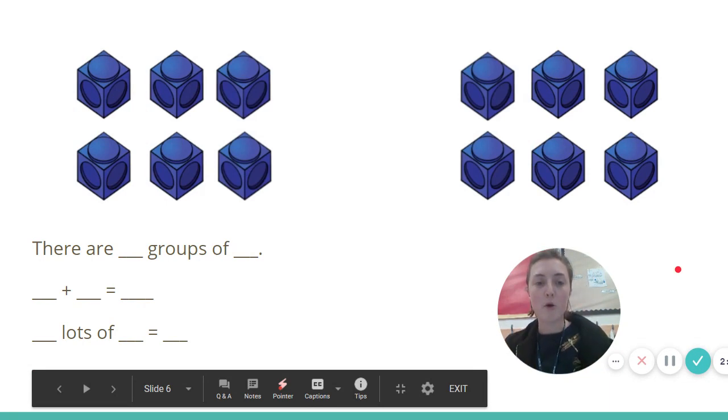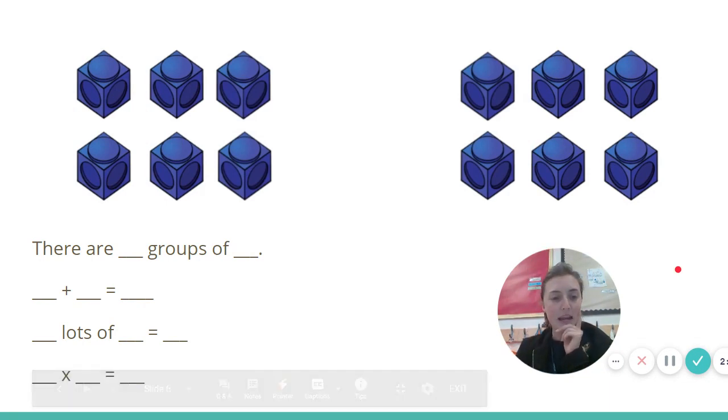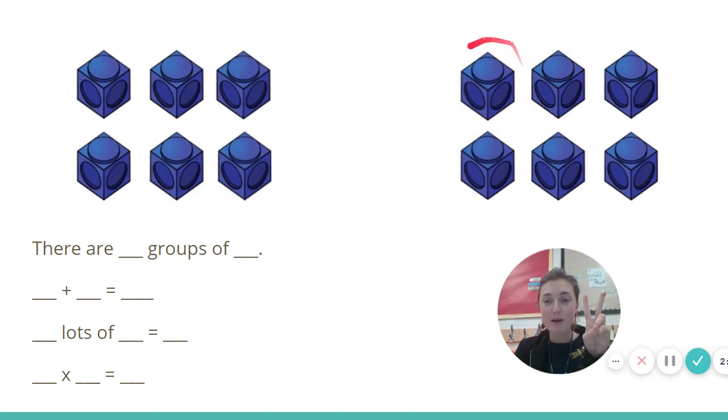Here's another example. Ooh, can you shout at me? How many groups have I got? 2, well done. 1, 2. And how many are in each group? 6, well done. 1, 2, 3, 4, 5, 6. So my first sentence would say there are 2 groups of 6.